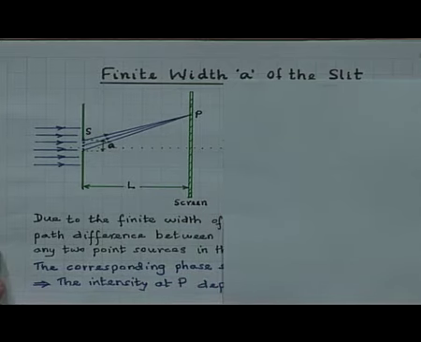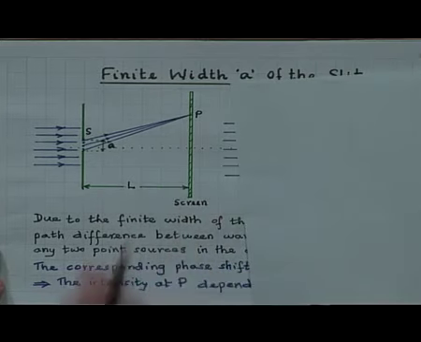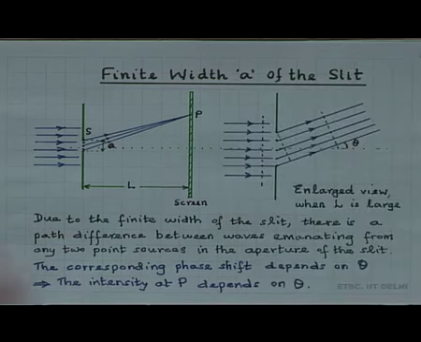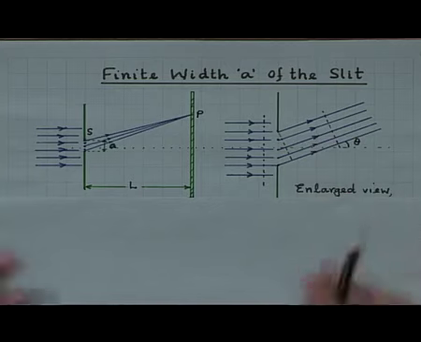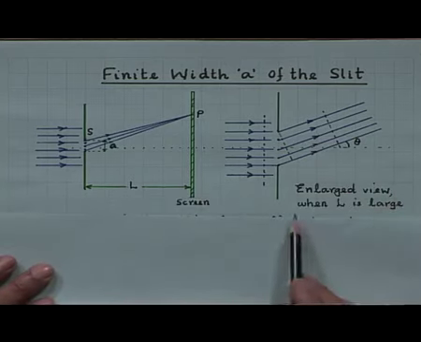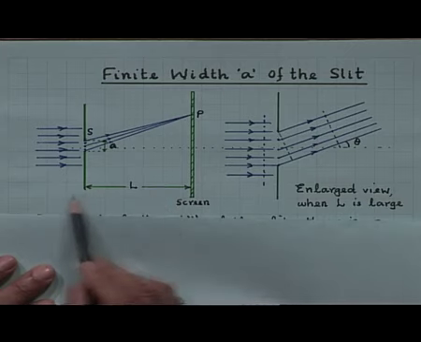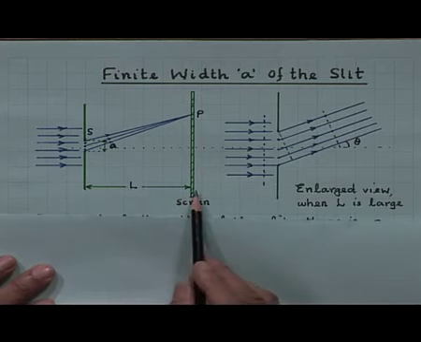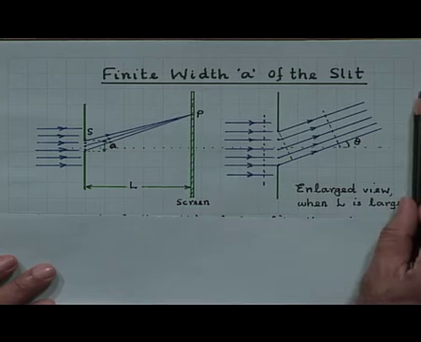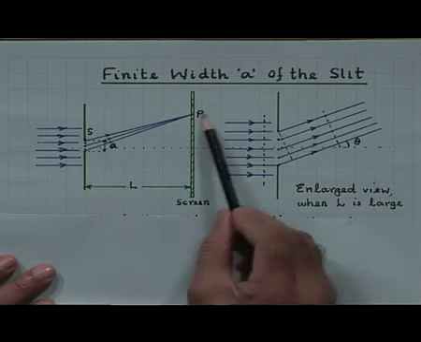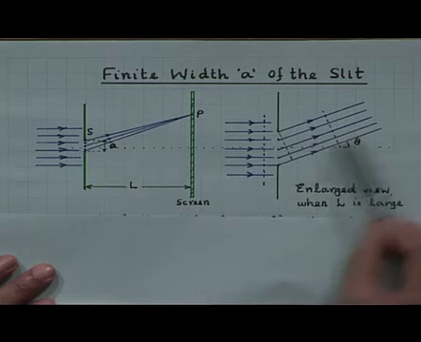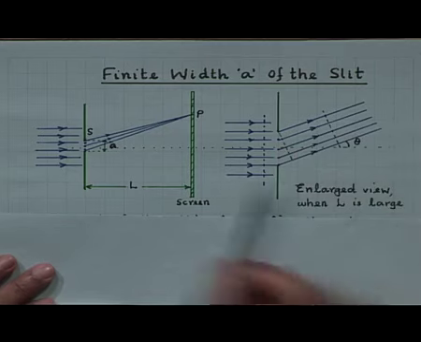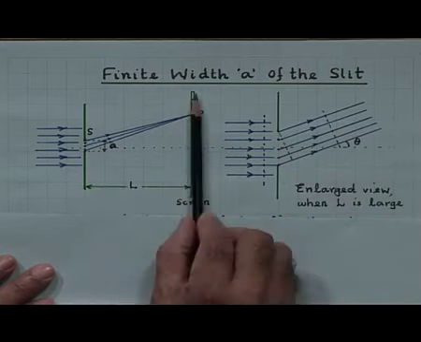If I enlarge this, this is when the screen is kept at a certain distance. Consider now the screen kept at a large distance. Let us look at the second case, the same diagram, but now shown in an enlarged view, when L is large, when this separation is large. When this separation is large, so the screen is sitting at a large distance, then all the rays which are drawn here appear almost parallel. They appear almost parallel because L is now very large.